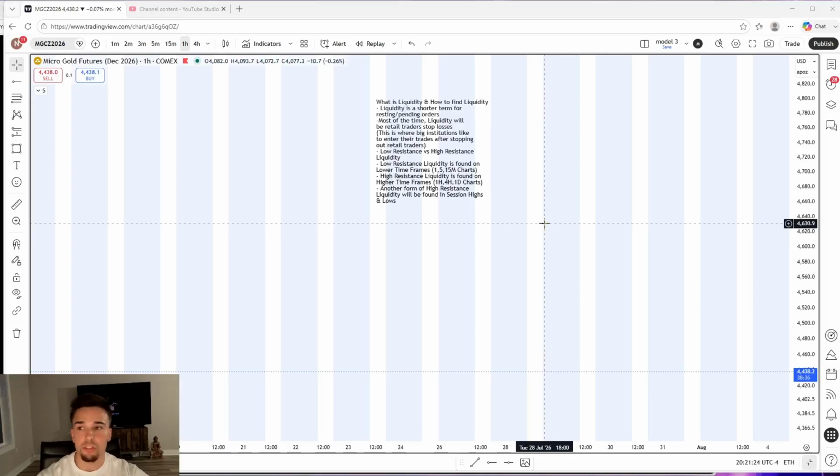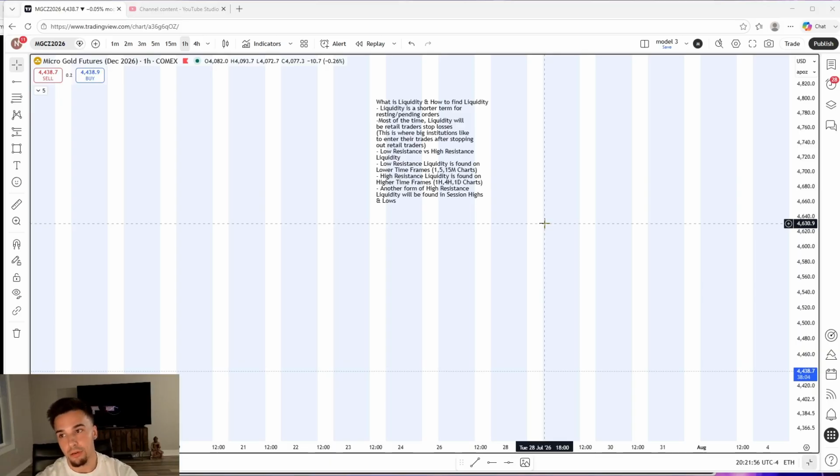Liquidity is just a shorter term for resting and pending orders. What are resting and pending orders? Most of the time, liquidity will be retail traders' stop losses that they have set for their trades. And what do institutions like to do more times than not? They want to gather up as many orders as they possibly can, or stop out as many retail traders as they possibly can, in order to fill their bigger orders and push price in the direction that they actually want the market to go.